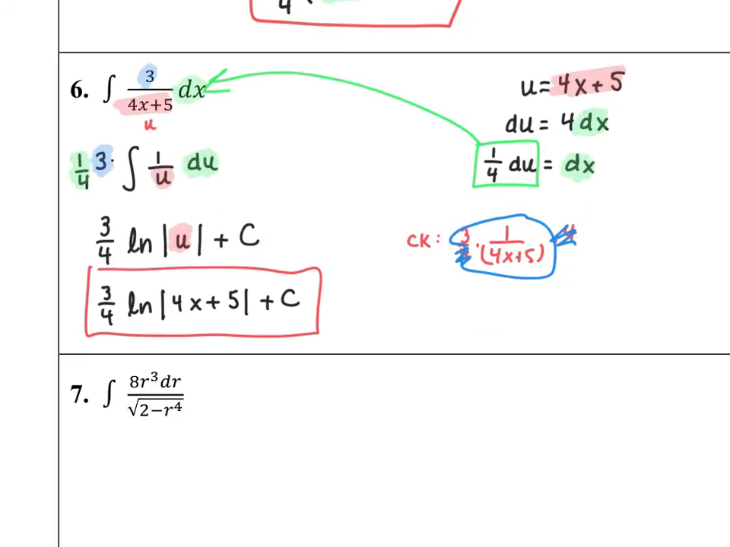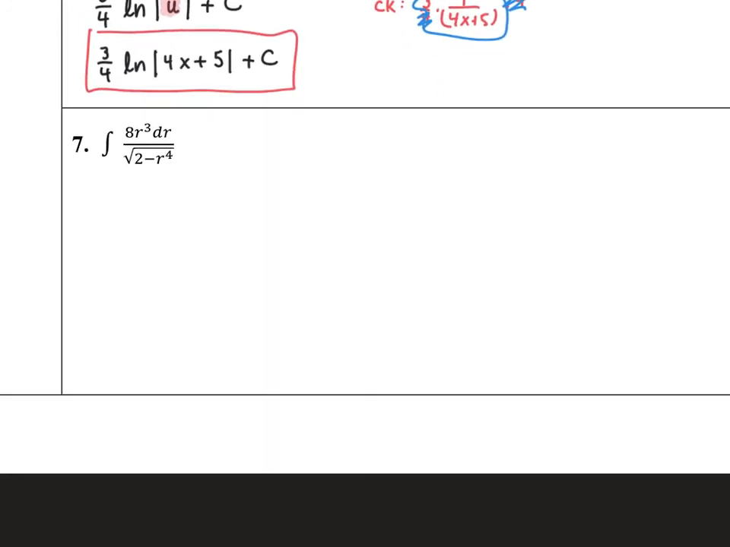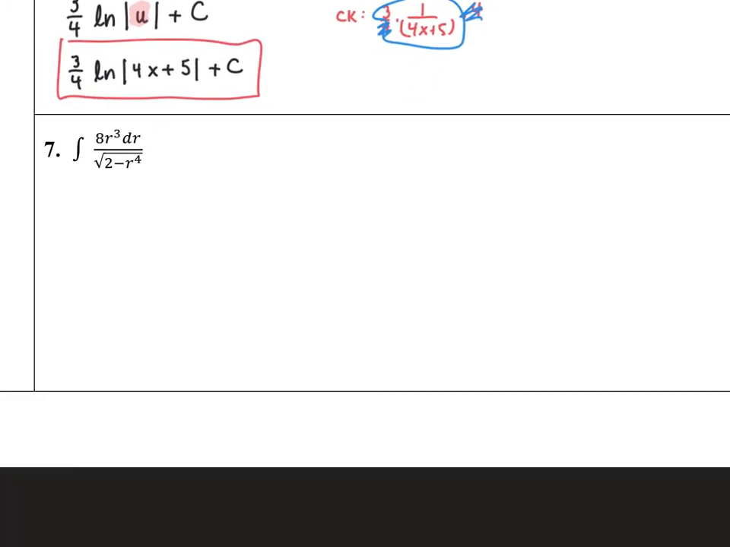All right, one last question here. In question number 7, my first job is to define what u is. I'm going to let u equal strictly what's inside that square root sign. So 2 minus r to the fourth. Taking the derivative gives me negative 4r cubed dr. Notice I just jumped a step ahead. Instead of doing du dr, I went ahead and just put the dr over to the other side.